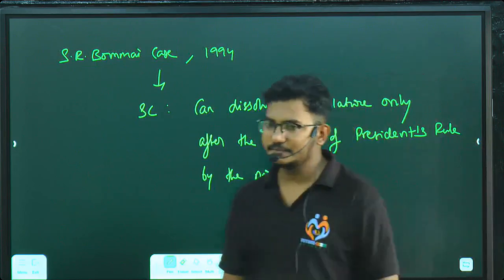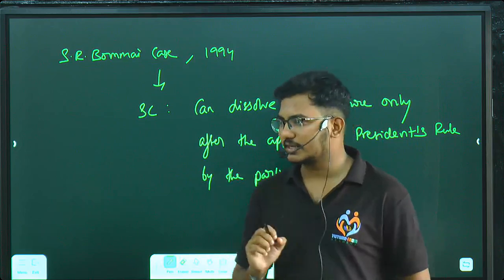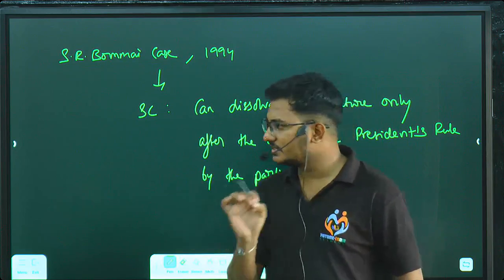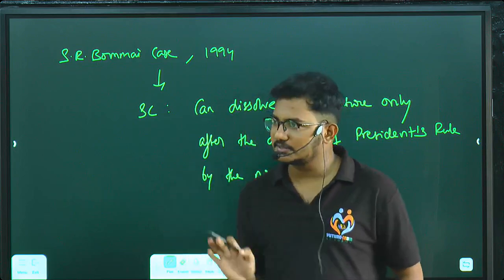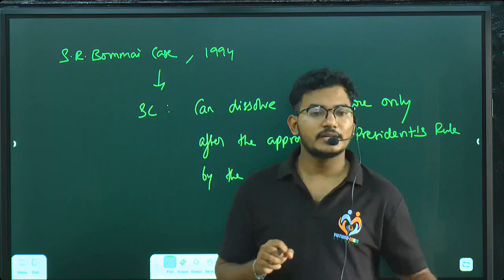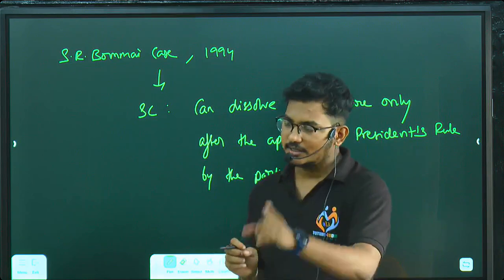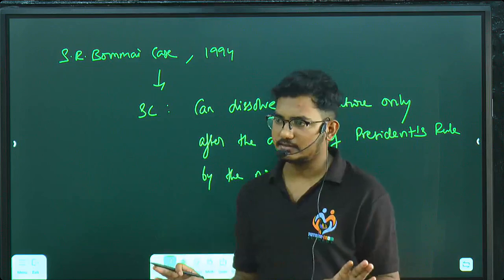the SR Bommai case came in 1994. In the SR Bommai case, the Supreme Court said you cannot dissolve the legislature directly. What you have to do is, first you proclaim President's rule. Now get approval from the parliament. Once you get approval from the parliament, then you can dissolve the legislature. Before that, you cannot do that.